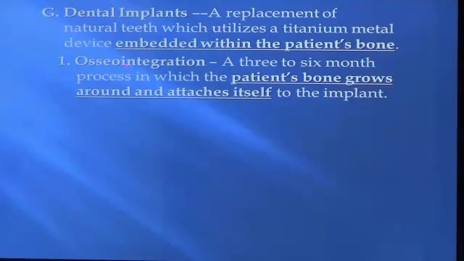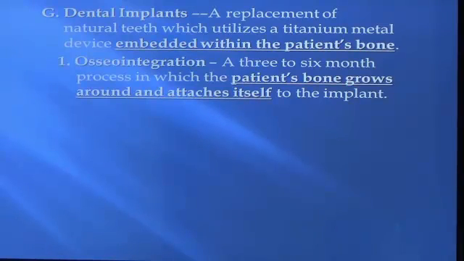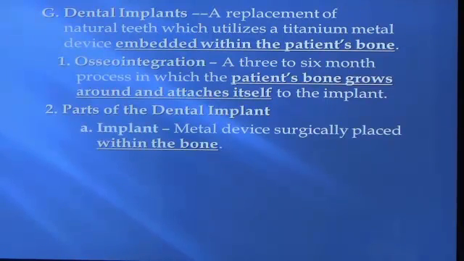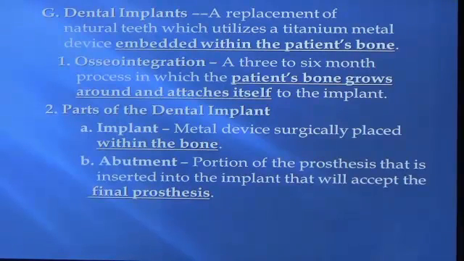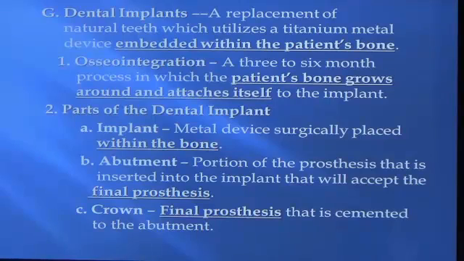Osseo means bone. Integration means just the growth of bone onto the implant. So it basically becomes a part of your bone because the bone grows into that implant. It takes usually 3 to 6 months for the bone to grow, and then you can place the crown. So the parts of it: you have the implant, which is the metal that goes inside the bone. Then you have the abutment. Once you have the metal down below the bone, if you take the crown off, you have a little extension from the implant up above the gum. That's the abutment portion. And then you have the crown that goes over the abutment.